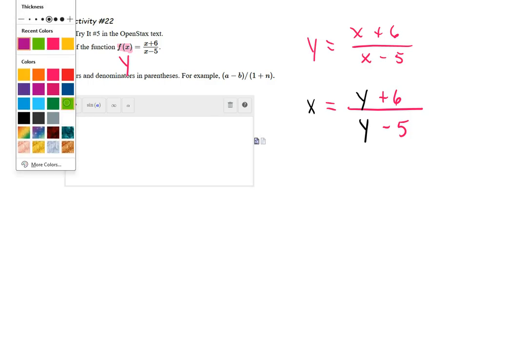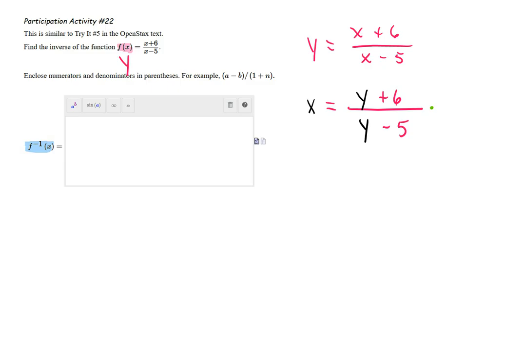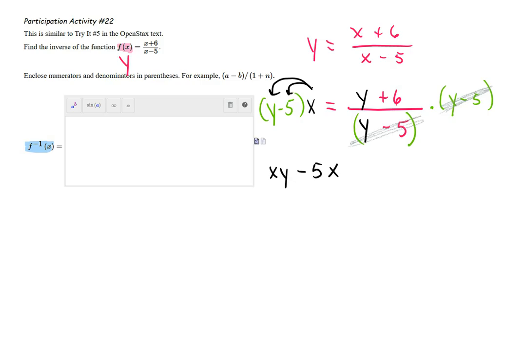However, I have a denominator here of y minus 5. So what I'm going to do is multiply both sides times the y minus 5. Now what that does for me is it cancels out this denominator, because that cross cancels. They're gone. But then over here on the left, I need to distribute the x. That's going to give me xy minus 5x, and that will still equal the y plus 6 in the numerator. Okay, so I got rid of the fraction.